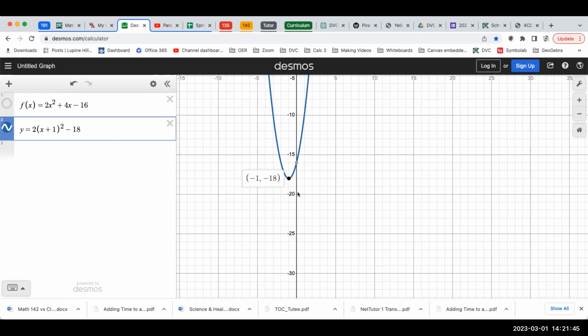When you said that a is greater than 0, the parabola opens up. Correct. If a is equal to 0, is that a possibility? It was not a possibility, because if a is 0, then you don't have a quadratic. Yeah, you have a linear function.